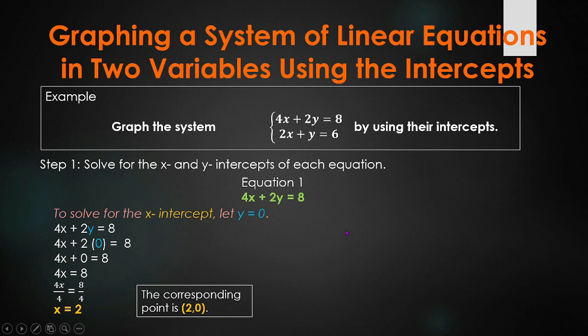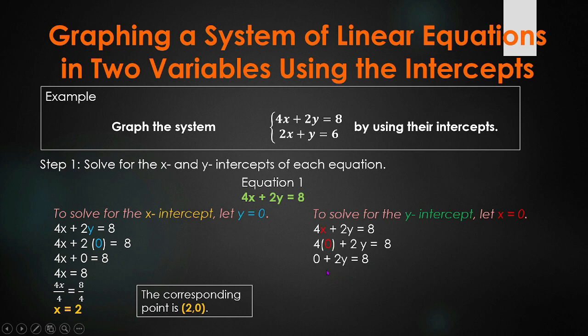Now let us solve for the y-intercept. To solve for the y-intercept, let x be equal to 0. So in the equation 4x + 2y = 8, we are going to substitute 0 to x. So we have now 4 times 0 + 2y = 8. 4 times 0 is 0. So we have 0 + 2y = 8.